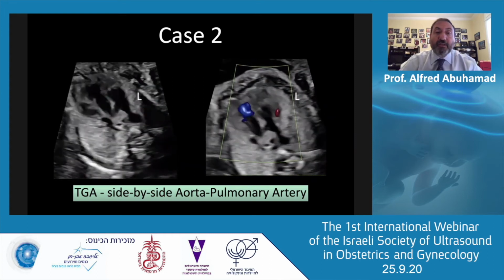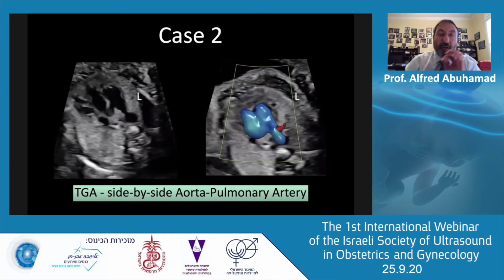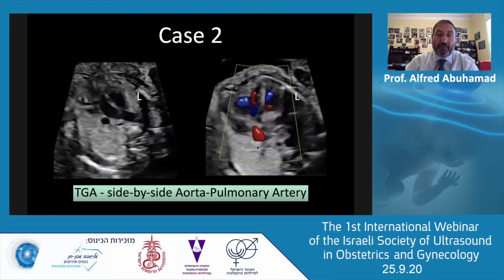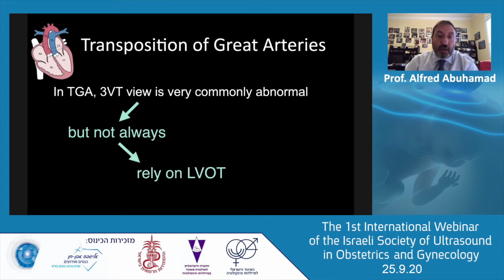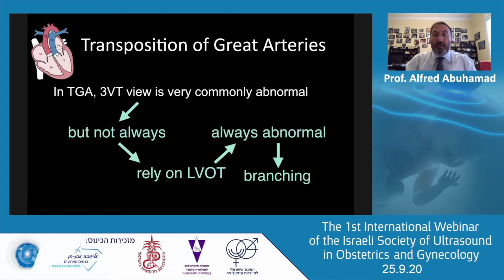So this is why it's really critical to have a very good eye looking at the 5-chamber view in its evaluation. Now, as I mentioned, in transposition, the 3-vessel trachea view is commonly abnormal, but not always, as in the case that I've shown you. Rely on the left ventricular outflow tract, because it's always abnormal. By definition, it will have the pulmonary artery that shows branching.